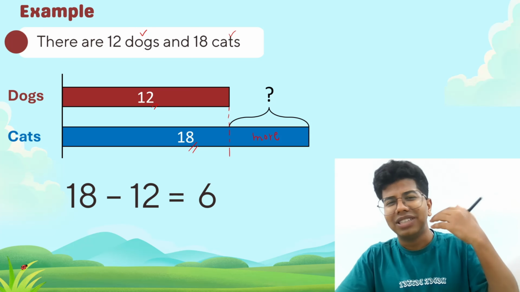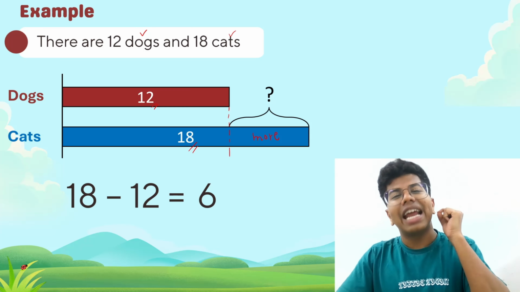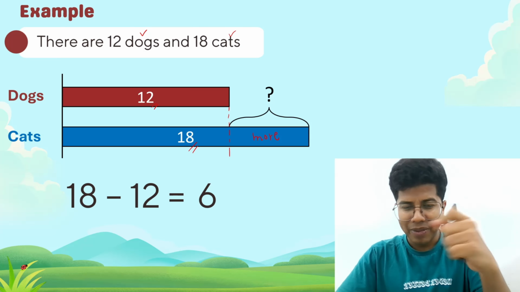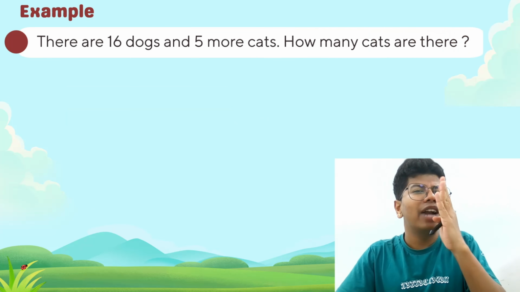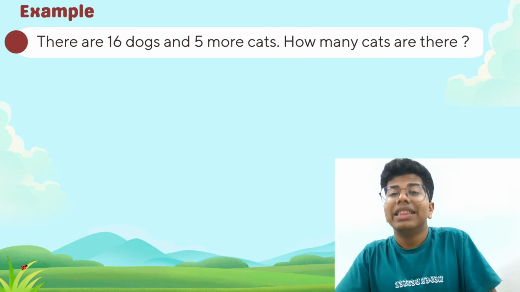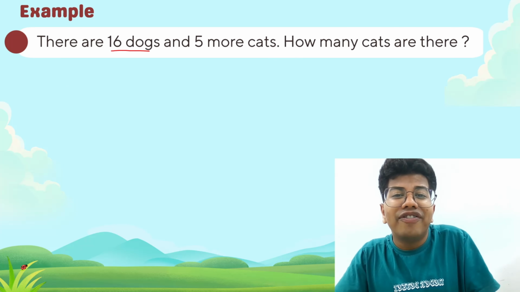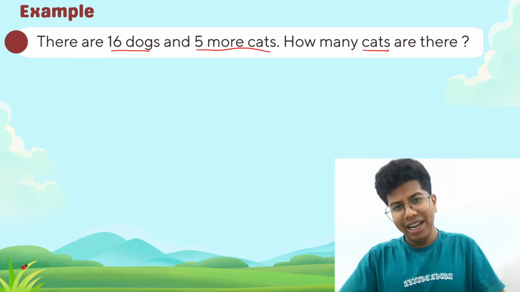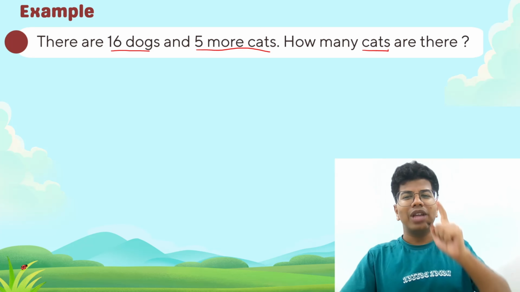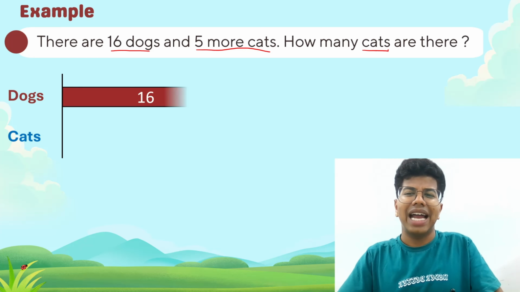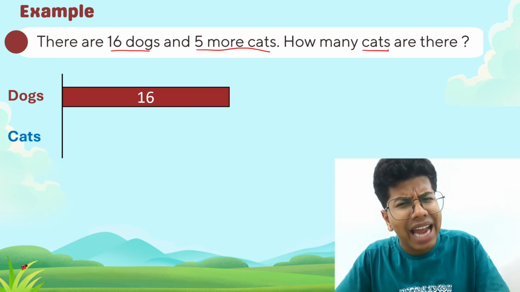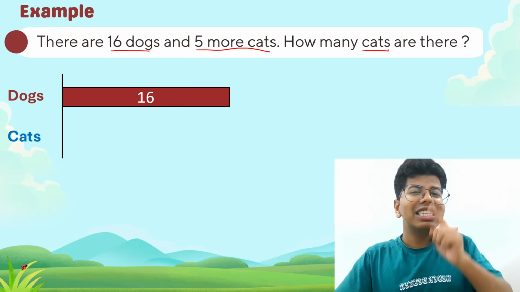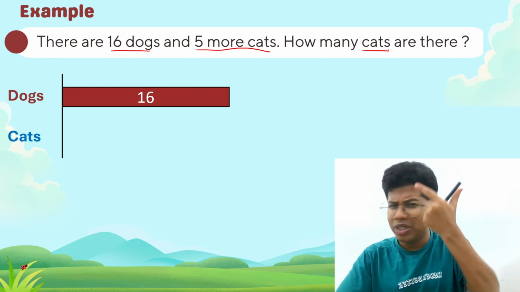So what we can observe from this question is, if there are exact values, we can exactly draw the relation of model. Let's try to understand more. Let's say I don't have one exact value. There are 16 dogs and 5 more cats. How many cats are there? So let's say here, I know only one exact value, that is dogs. So if I draw dogs first, that is 16 dogs. Now regarding cats, do we know what is the number of cats? We don't know. But the question says it's 5 more cats.